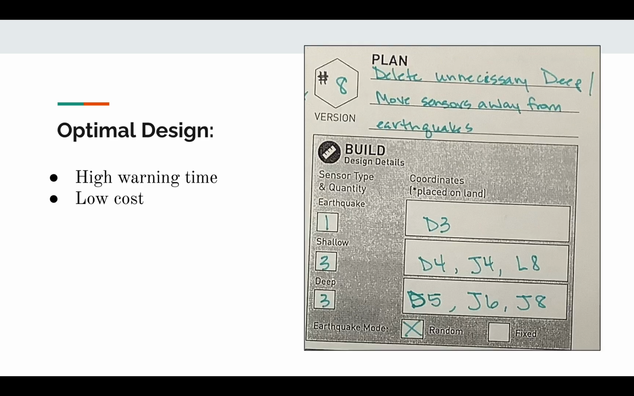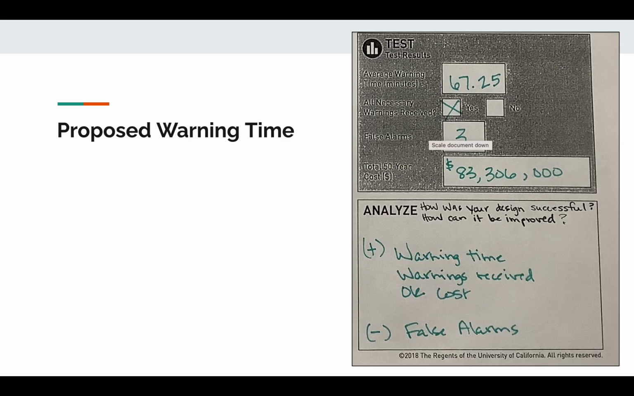After a few more tests, I had my 8th version, which ended up being my best or optimal design. This is the design that I would like to propose to you for consideration. It's my best version because it had the highest warning time and it had the lowest cost. You can see that I used 1 earthquake sensor, 1 shallow, and 3 deep sensors. The data for my best or optimal design was very good.